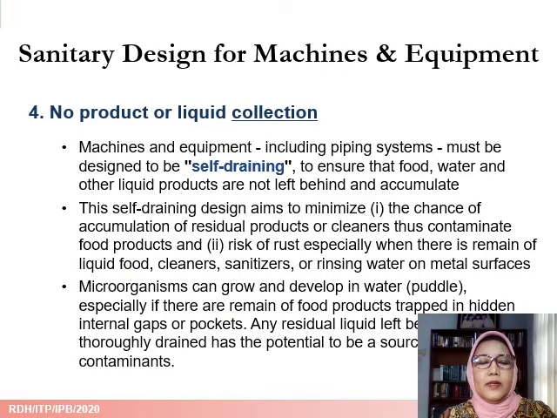The fourth requirement states that no product or liquid collection occurs in the machine or equipment. Machines and equipment, including the piping system, must be designed to be self-draining. This self-draining design aims to minimize the chance of accumulation of residual products or cleaners and the risk of rust, especially when there is a remainder of liquid food, cleaners, sanitizer, or rinsing water on metal surfaces. The reason is that microorganisms can grow and develop in water, especially if there are remains of food products trapped in hidden internal gaps or pockets.